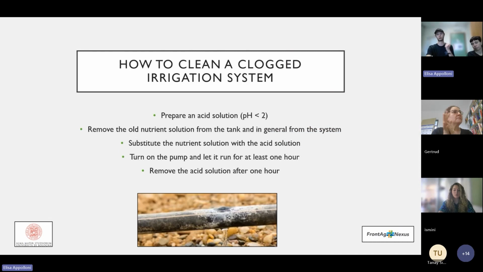To avoid that, we need to periodically clean the irrigation system, and to do so, it's very easy. You need only to remove your nutrient solution. So when the plants are not present in the hydroponic system, every time you finish your growing cycle, you remove the nutrient solution, you remove the plants, and you substitute the nutrient solution with an acidic solution of a pH of maximum 2, so a very acidic solution. You turn on the pump, you let it run for 1 hour, and then you remove the acidic solution, and you will see that most of the salts will have disappeared.